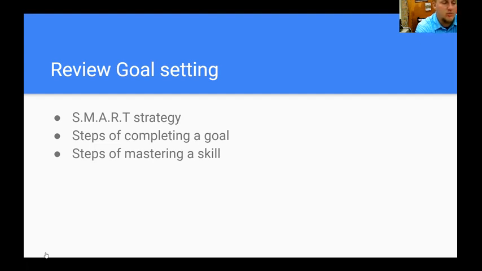Second part, reviewing the steps of completing a goal. So make sure you go back and review the steps of completing a goal, the things you need to do to make sure your goals get completed and how you're going to do those things. And then the steps of mastering a skill. So make sure you know how to explain the skill and how to demonstrate the skill appropriately for the steps of mastering a skill. And you will need to know that Friday for the Zoom meeting. So make sure you go back and review that.